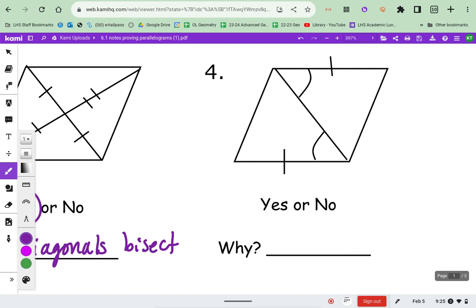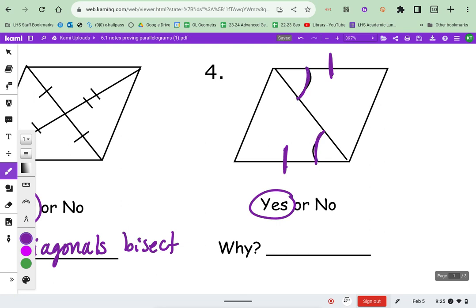Okay, real quick on number 4, what do you guys think? Yes or no? Yes. Anybody have a good reason? The opposite sides are parallel and congruent, but how do we prove they're parallel? Leo. The angle, what does the angle do? Well, the angles are the same, so in theory it should be parallel.